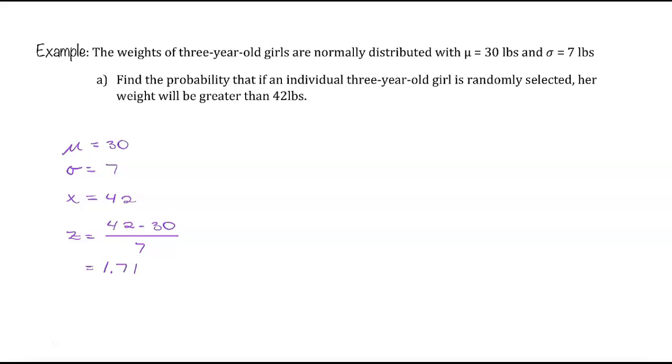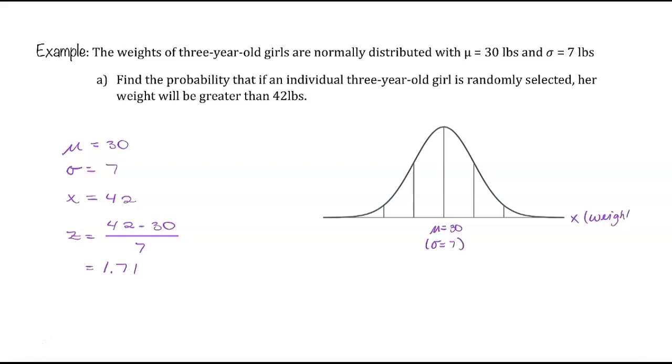Let's draw a quick picture to go along with this. We want to find the probability of a randomly selected 3-year-old girl weighing more than 42 pounds. That's the area in this right tail. And that corresponds to a z-score of 1.71. Let's use our calculator this time to find that right area.